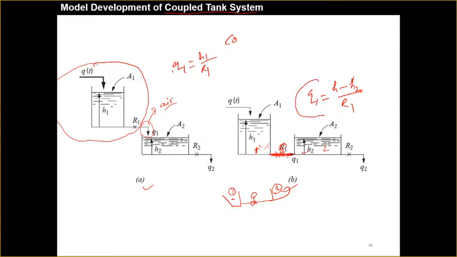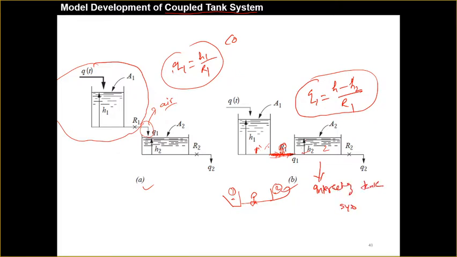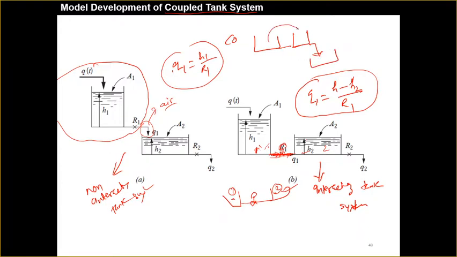So this is the major difference in the connection between the two, and therefore this type of system is known as the interacting tank system, and it may be the non-interacting tank system. Now, in your exam, a 3 to 4 tank system may be given like this. So this is the interacting, this is the non-interacting.